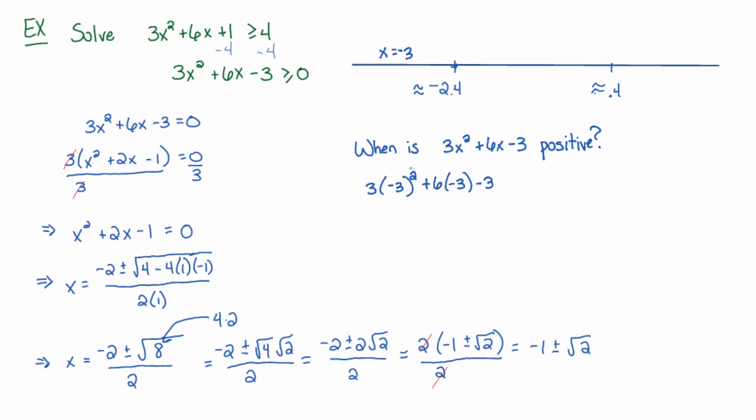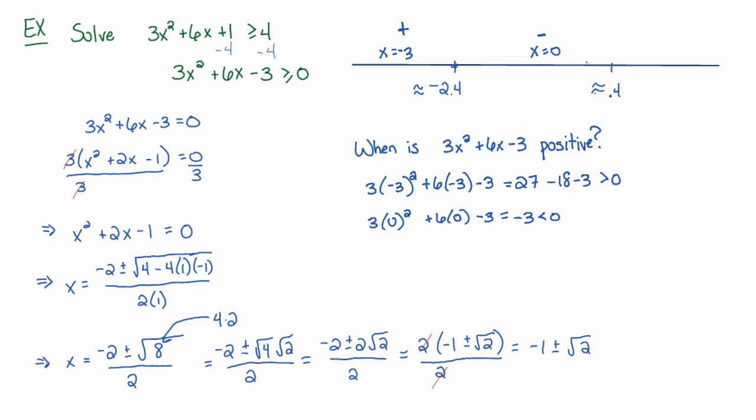So 3 times a negative 3 being squared, well, that's 9 times 3, which is 27. Minus 18 minus 3. Now that's still positive. Okay, so in this area right here, I know it's positive. Now let's pick any number between negative 2.4 and positive 0.4, and a great number to pick is 0. So if you plug 0 into your quadratic inequality or your quadratic equation, however you want to call it, you'll get that it's equal to negative 3, which is definitely less than 0. So it's negative in this region.